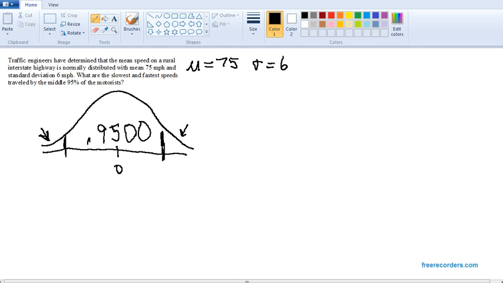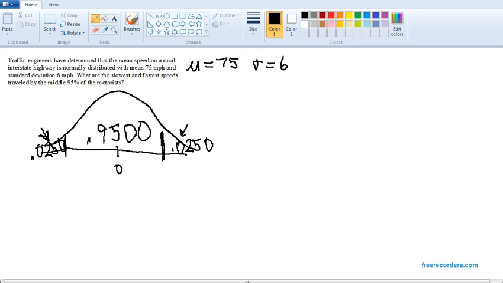Because of the symmetry of the normal curve, 2.5% of that will be in the upper tail and the other 2.5% will be in the lower tail. If you add these three areas up, 0.0250 plus 0.9500 plus 0.0250, they do add up to 1, which is what we know all the area under the curve must add up to. So here again we're given the probabilities and we want to find the z-scores, and we have two of them to find here. The bottom one corresponds to the slowest speed, the positive z-score corresponds to the fastest speed.